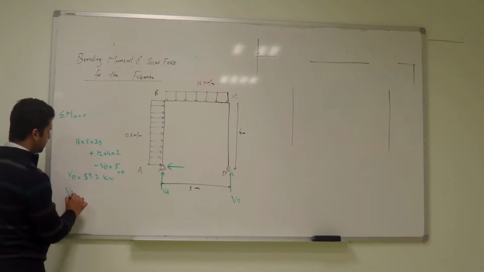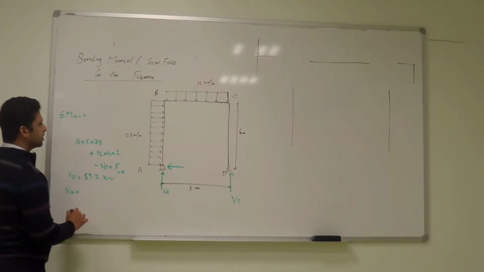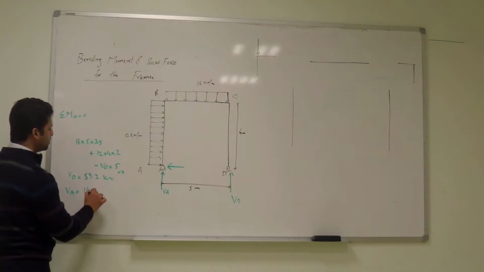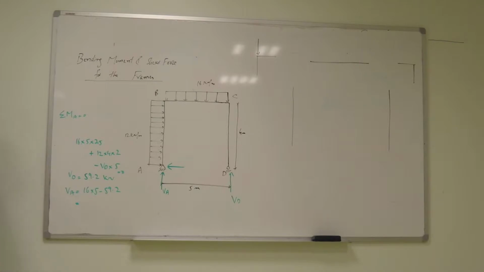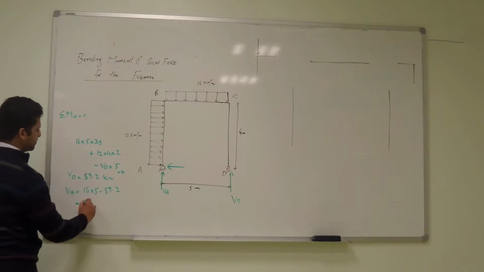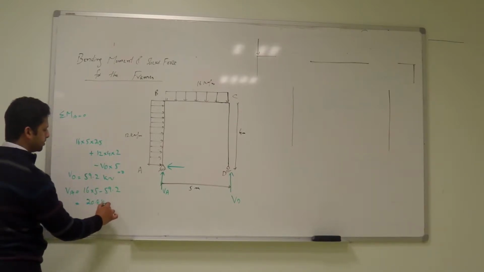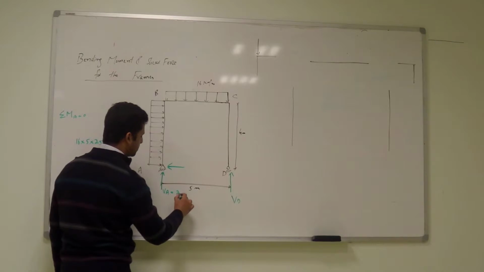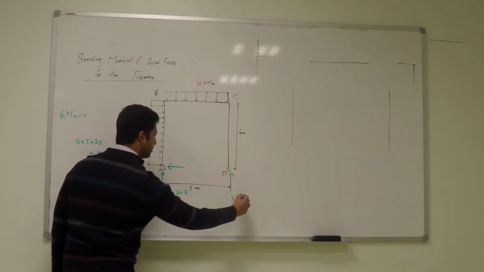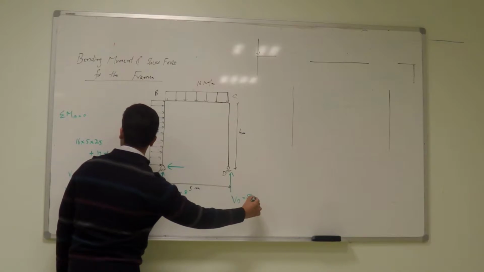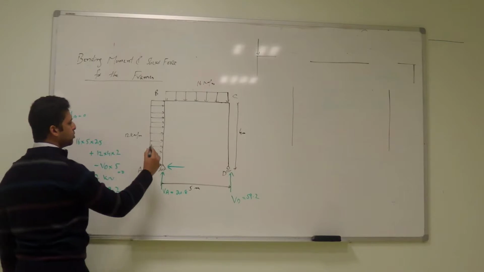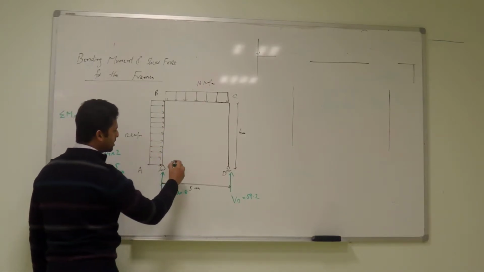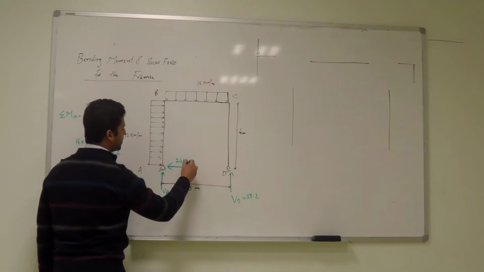VD is 59.2. So VA will be, summation of Y: 16 into 5 minus 59.2, which is 20.8. Summation of X: because there is no other horizontal force, this reaction will be 12 into 4, which is 48.